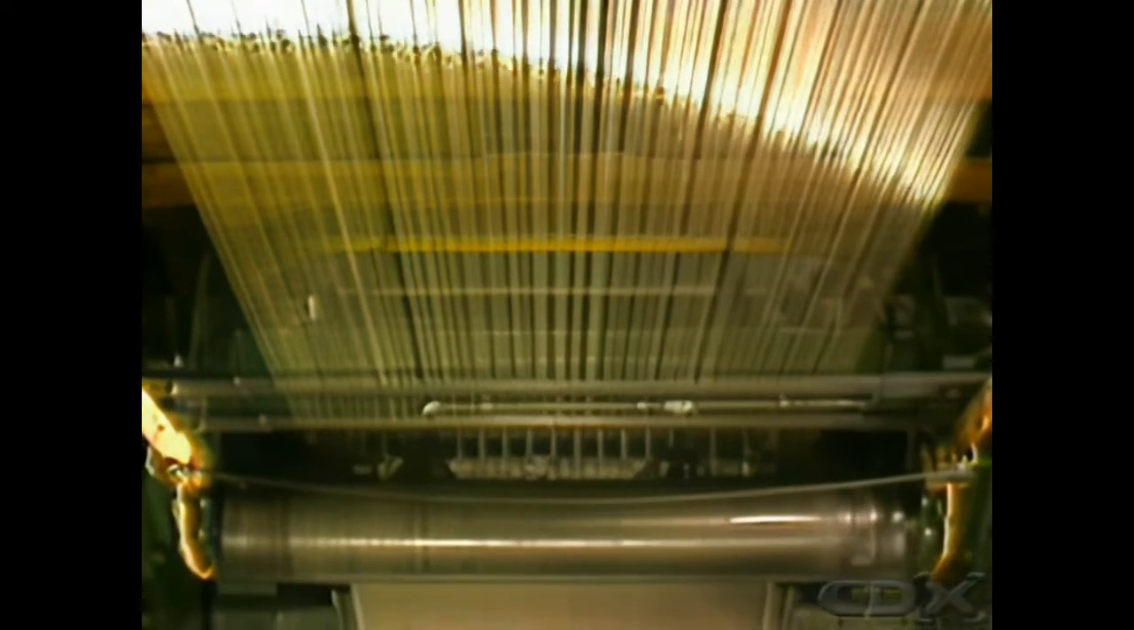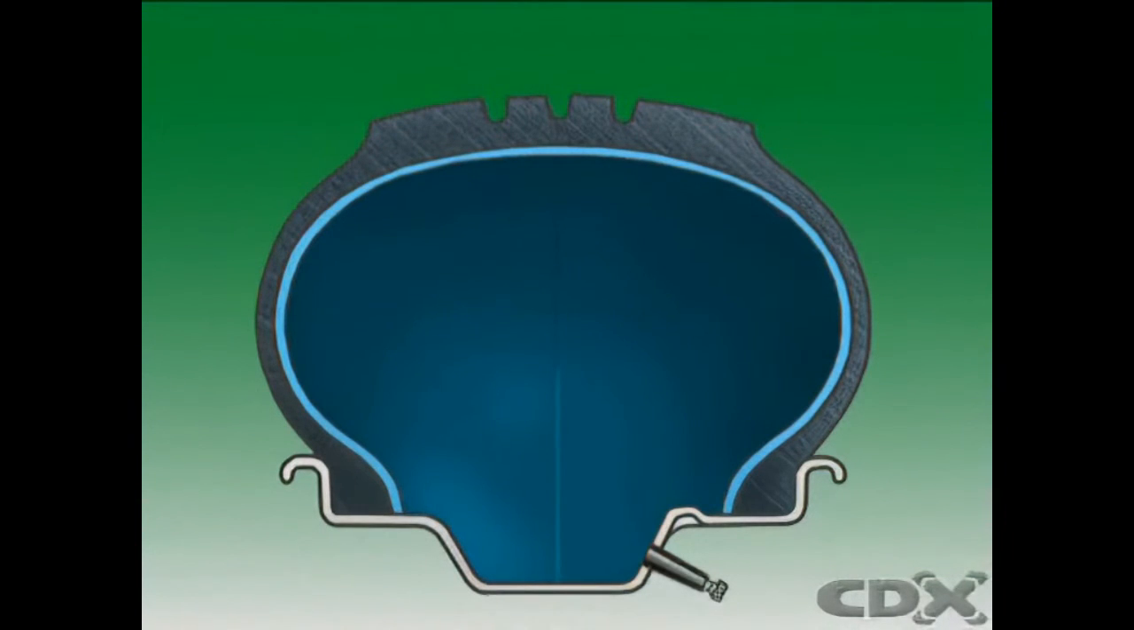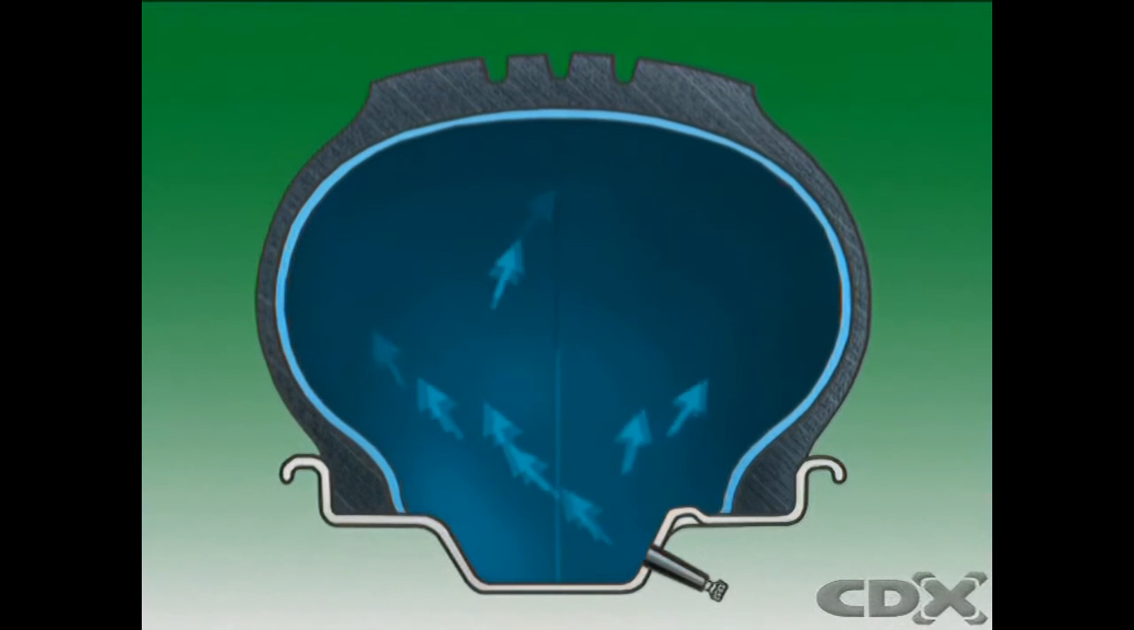Belts that reinforce the tread area of the tire are mostly made of braided high-tensile steel wire, but they can also be made of rayon or polyester. The inner liner of a tubeless tire is made of soft rubber. The inner liner must be flexible and airtight.